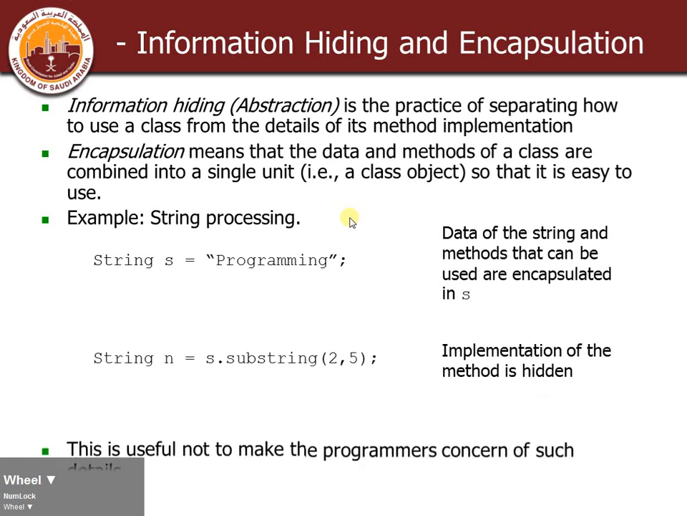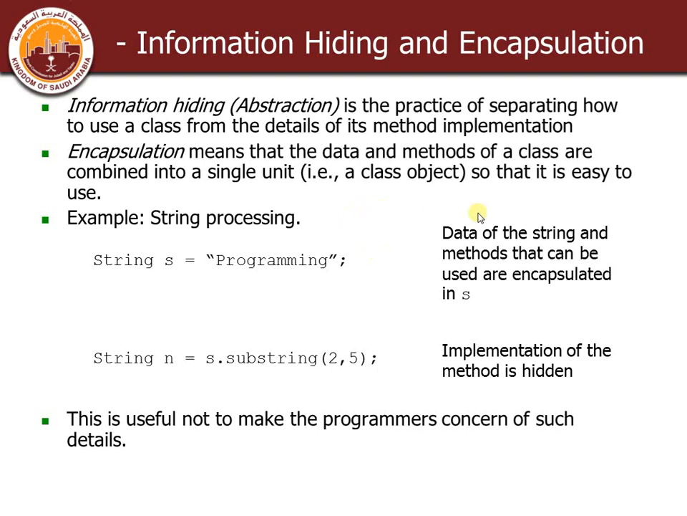Besides the fact, this is just an example of how this method is hidden, which means we don't know what goes inside this substring, but we know what the output of that substring is. It just gives us a part of that text. But this is what we mean by information hiding.